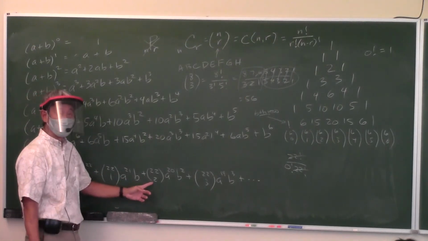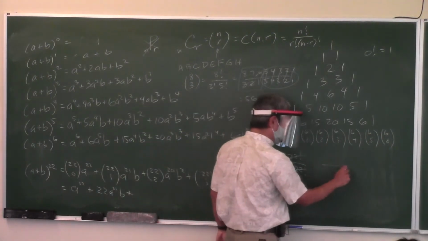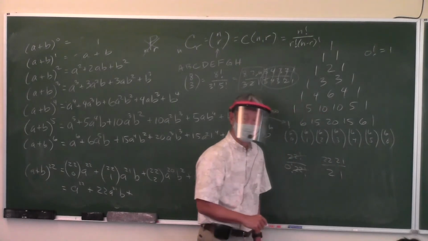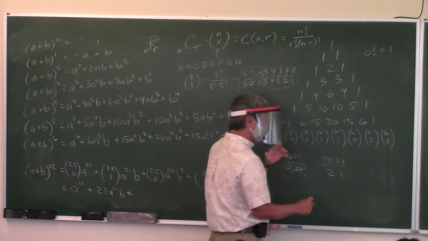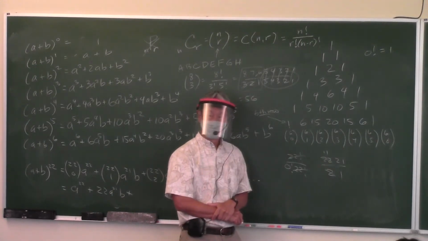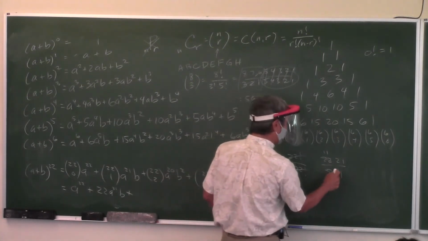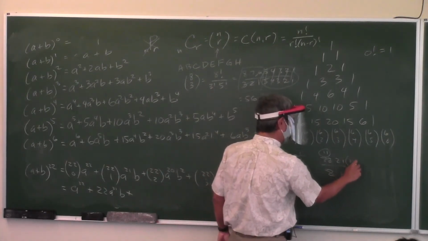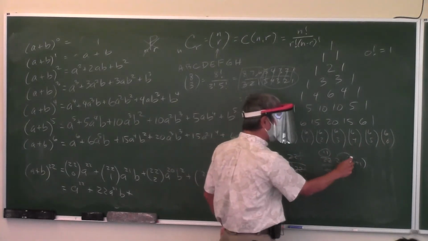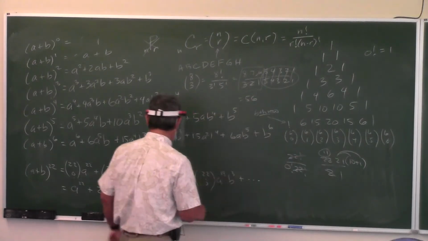22 choose 2. I'm going to use the formula. Put 2 times 1 in the bottom, and 22 times 21 on the top, right? Let the canceling begin. Can you multiply 21 times 11 without a calculator? Either think of 11 as 10 plus 1, or think of the 21 as 20 plus 1. Distribute: 210 plus 21. 231. See, you guys can do it.